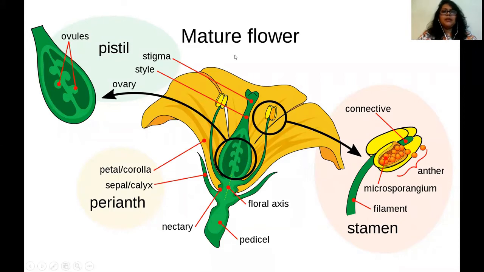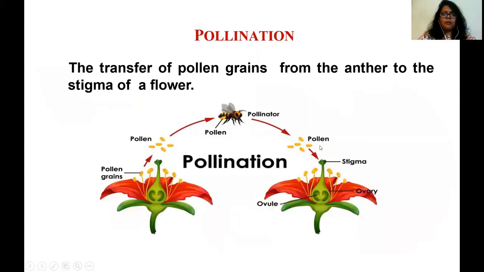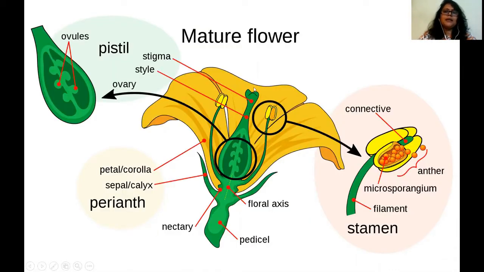If you look at this picture, this is a mature flower, and you can see the different parts present in the mature flower. These are the sepals, or you can call it calyx, and these attractive colored petals or corolla. And there are two reproductive organs. The female reproductive organ is the gynoecium, which consists of the ovary. Inside the ovary, you will see ovules, and this is the style, and this is the stigma. The stigma is designed so that the anthers or pollen grains will come and stick here.